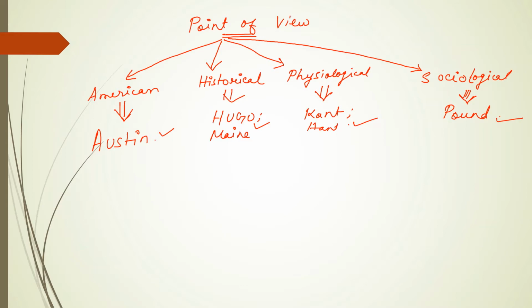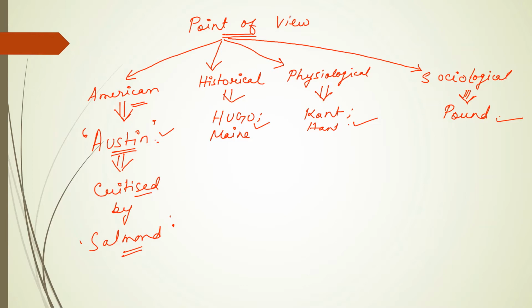But out of all these, the American is Austin, who interpreted law, and at the same time, whatever he has interpreted, Austin's view was criticized by Salmond. So Austin has interpreted law from the American's point of view, and at the same time it is criticized by Salmond. That also we are going to study in this chapter.